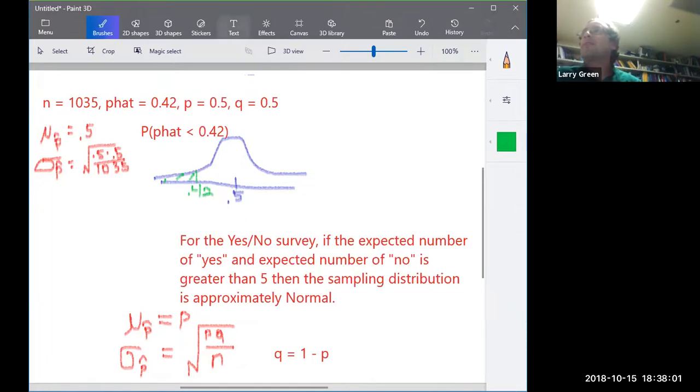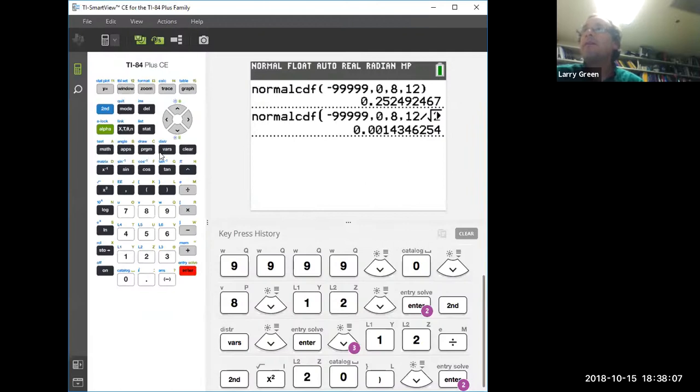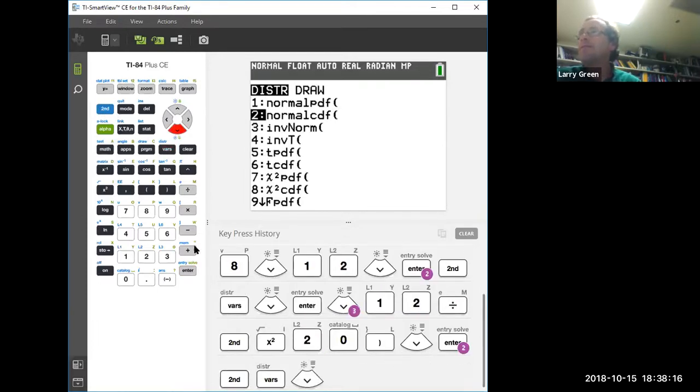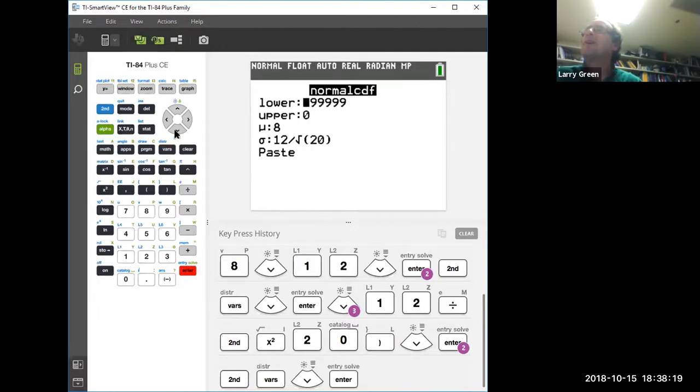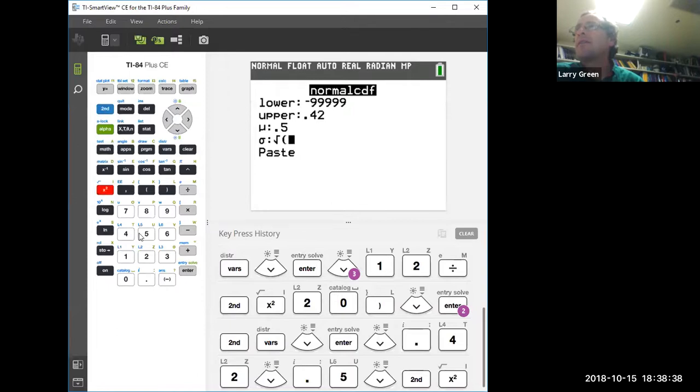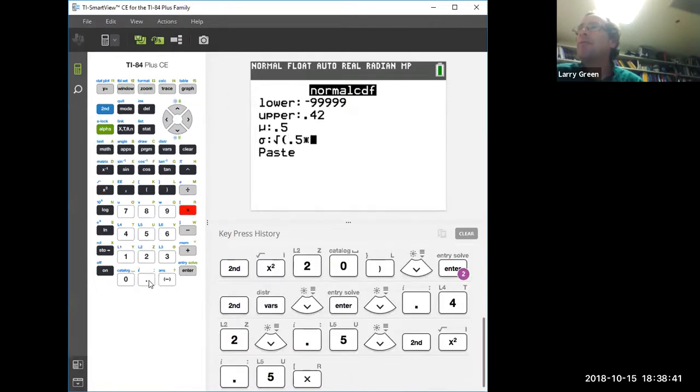So let's do the calculator. I am going to go to second distribution, normal CDF. We know the low is negative 9999, since we want less than 0.42. The upper is 0.42. The mean is 0.5. And the standard deviation was the square root of 0.5 times 0.5 over 135 divided by 1,035.